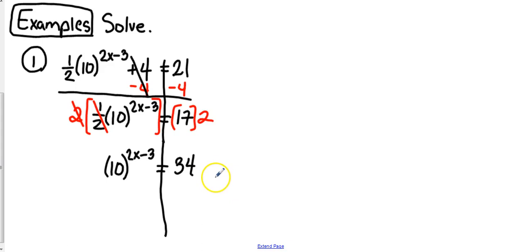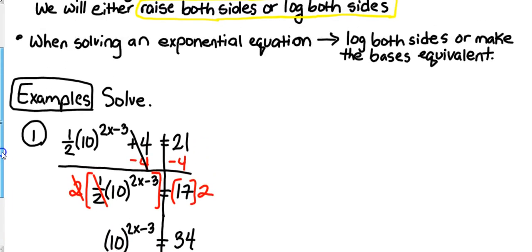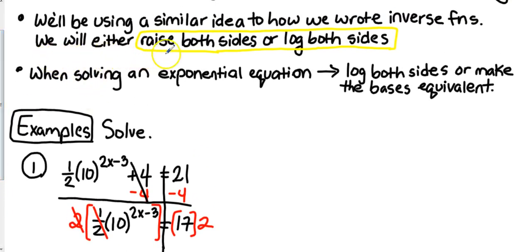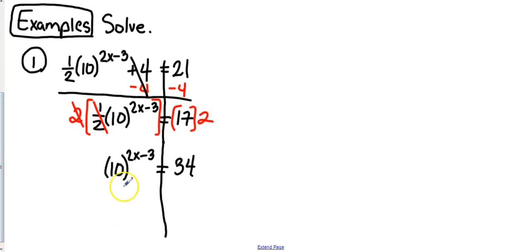Now, at this step, I have to ask myself, is there anything else I can do with addition, subtraction, multiplication, or division to go any farther to get to x? And the answer is no. So we need to have a new tool in the toolbox. And that's where when we go up to what we wrote here, we will either raise both sides or log both sides. So here I already have 10 to a power. So to undo an exponent, using the inverse operation, I will log both sides.